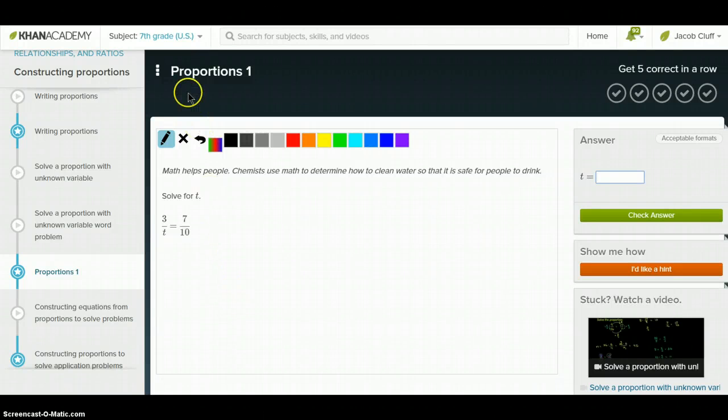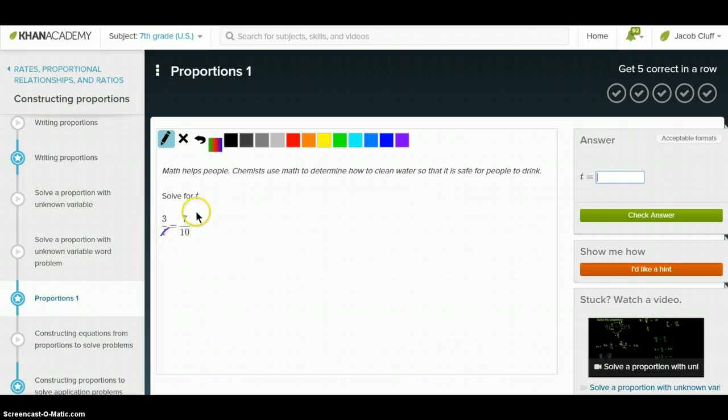So this video is going to be about proportions, and for the first example we have 3 over t equals 7 over 10. So if we're going to solve for t, then we can manipulate this a couple different ways. For me, I like to have t by itself on the top. So what we're going to do is multiply both sides by t, and the t is going to go away here because we're going to multiply by t, and t over t is 1. So we're going to be left with 3 equals 7t over 10.